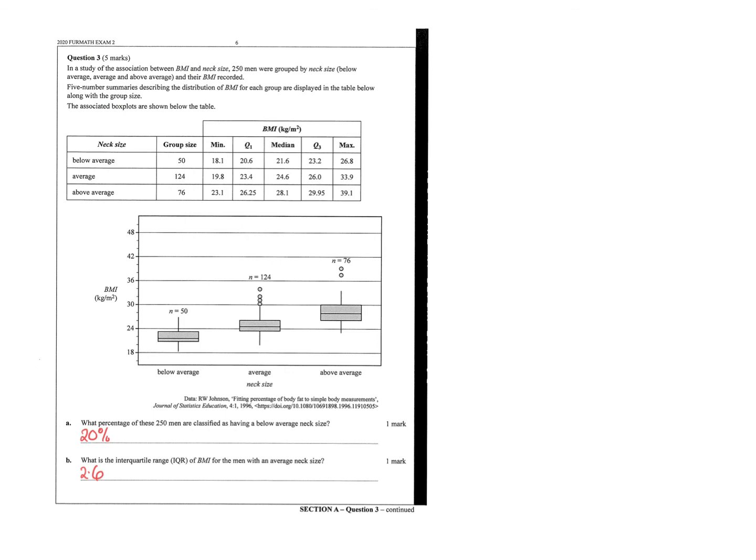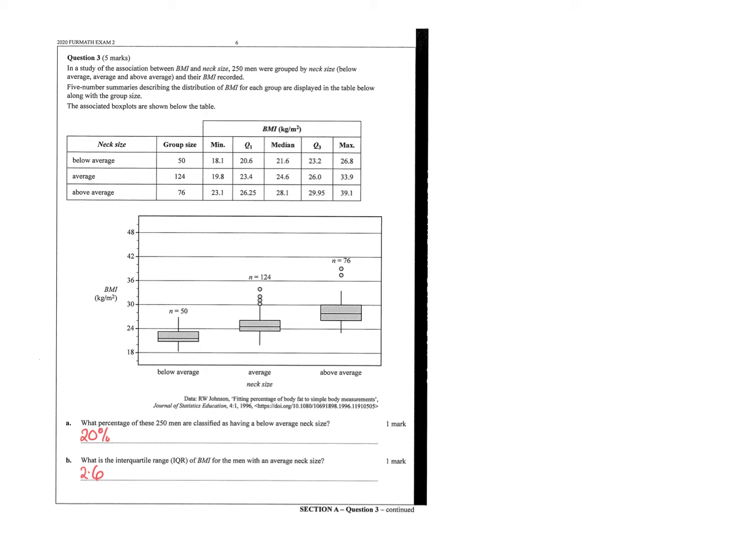In a study of the association between BMI and neck size, 250 men were grouped by neck size: below average, average, and above average, and their BMI is recorded. 5 number summaries describing the BMI of each group are displayed below.